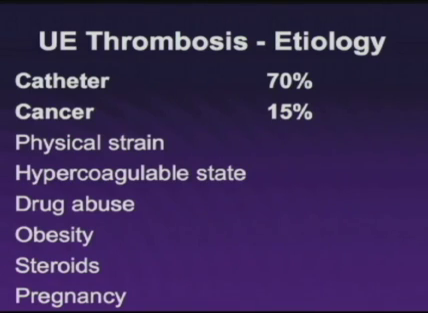In prior years, before catheterization was so common, physical strain such as lifting, and certain exercises such as weightlifting, were associated with this disease. These are all much rarer now. Today, the overwhelming presence of upper extremity thrombosis is associated with catheters, either in place or pre-existing catheters where there has been scarring of the vein.